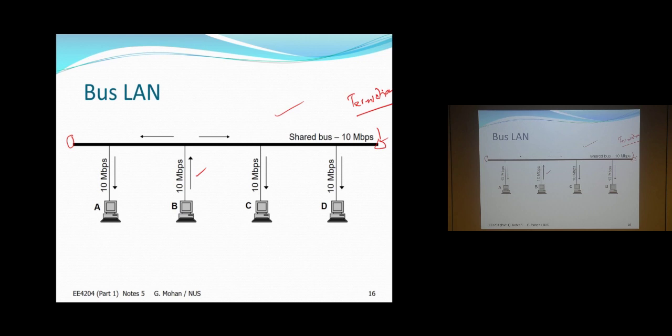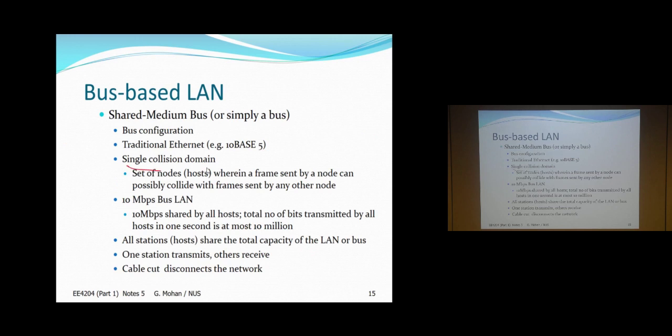So here you can notice that every host has a chance of collision with every other host. That means if you put it in set form, all possible hosts which can collide among each other, then this set will have all the nodes or hosts connected to this particular network. So in this case, A, B, C, D. Everybody can collide with everyone else. This set we call the collision domain. There is a single collision domain. That means there's only one set which contains all. Any member of the set has a possibility of collision with anyone else.